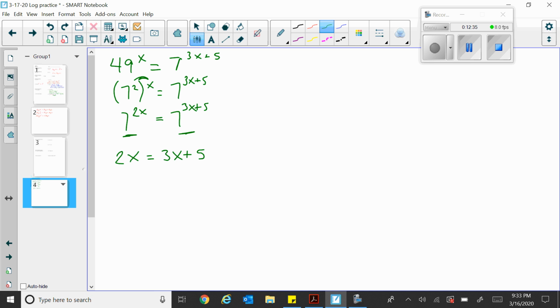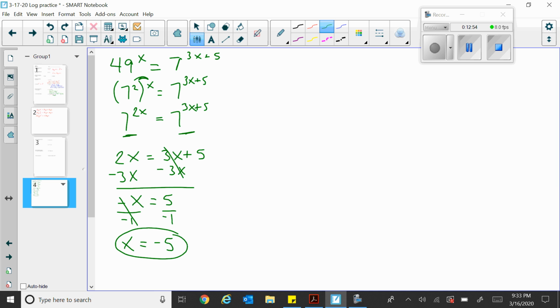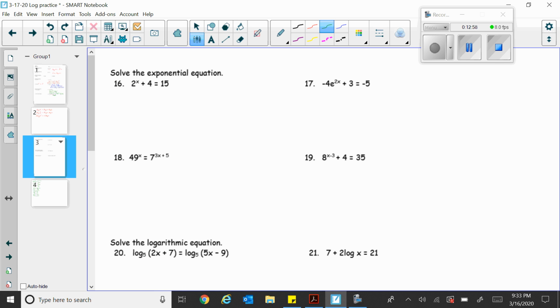So then you're going to subtract 3x from both sides. And then you get negative x equals 5. And then divide by negative 1. And you get x equals negative 5. And there's your answer. So that was number 18 on the worksheet.